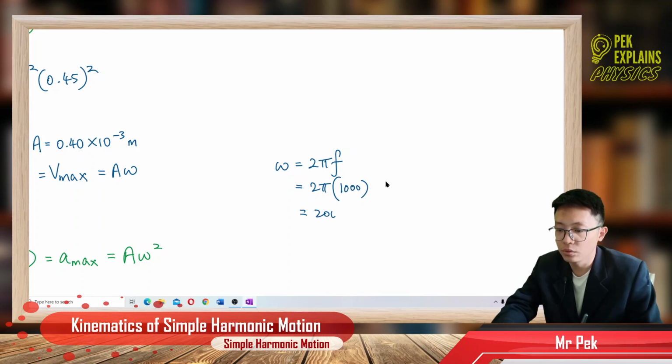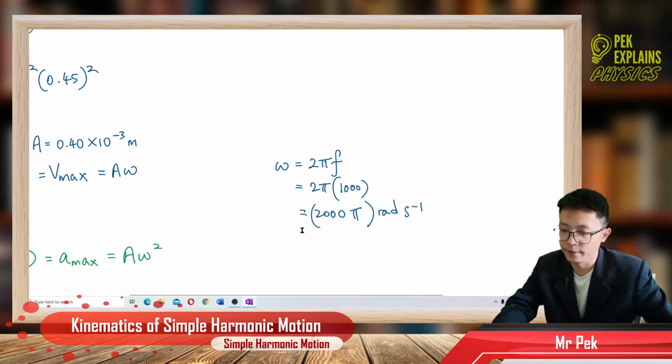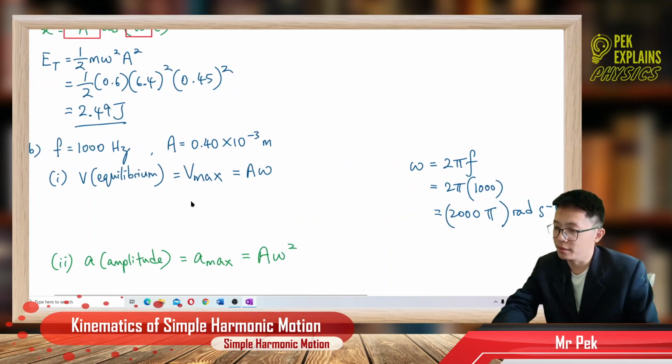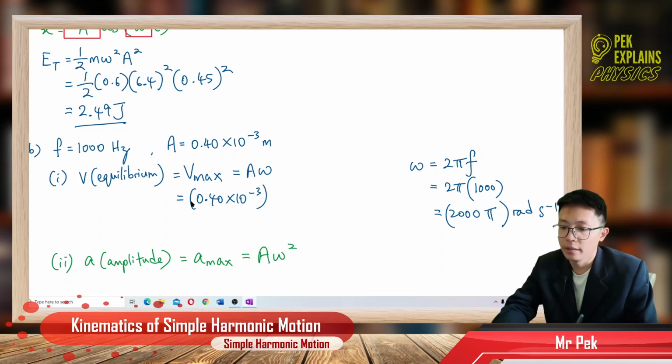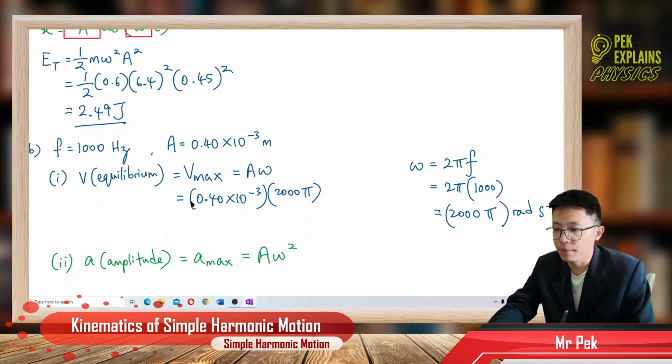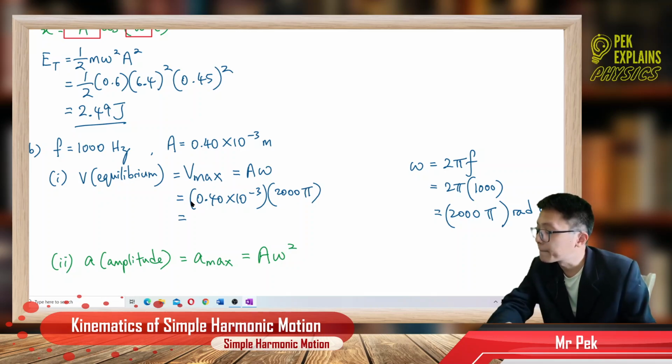So omega is 2000 pi radian per second. Let's substitute. We have all the information already. Amplitude A is 0.40 exponent -3, and omega is 2000 pi. So what's the answer?